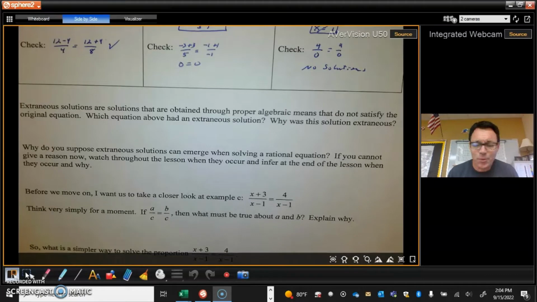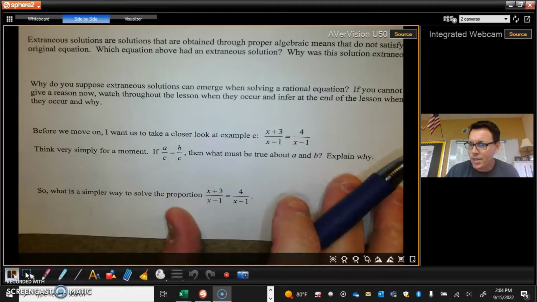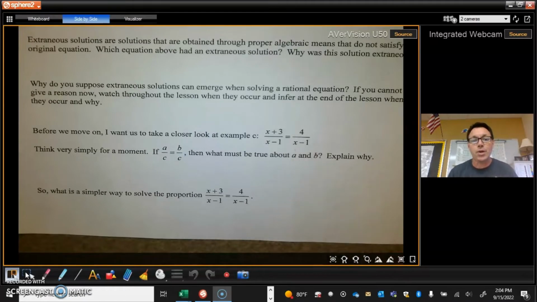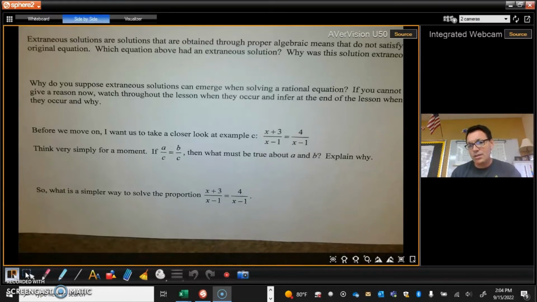All right. Before we move on, I want to take a look at an example like this. So this is the last problem you just did. Now we know that we ended up with an extraneous solution on this, but there is another way to get the solution. If you have a proportion and the denominators are the same, the only way the two sides could be equal would be if the numerators are the same. So if you know you have common denominators, then you can just kind of ignore those denominators, set the numerators equal to each other, and then just solve that problem.